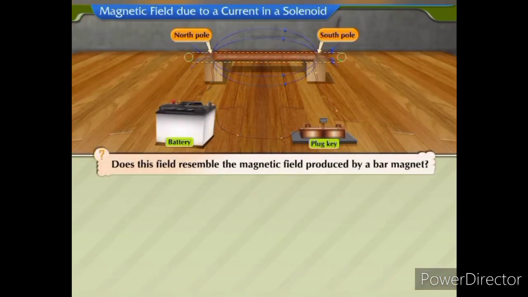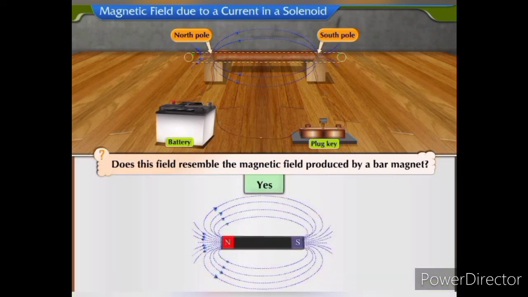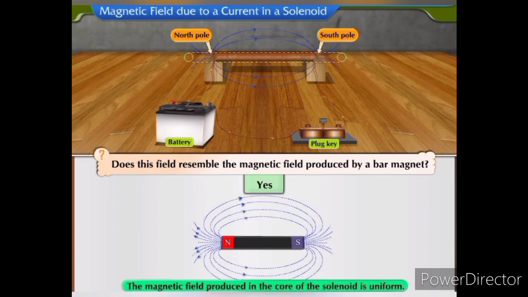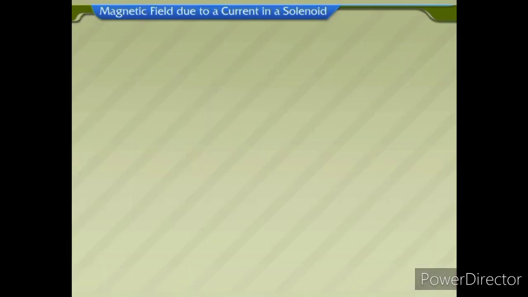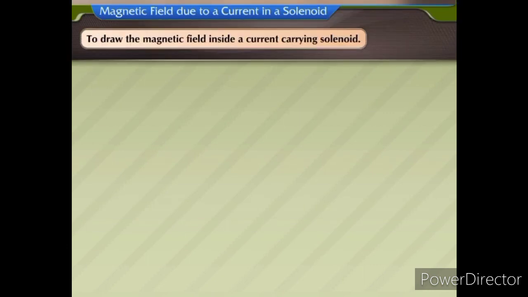Does this field resemble the magnetic field produced by a bar magnet? Yes, this leads us to conclude that a solenoid has all the properties of the field produced by a bar magnet. The magnetic field produced in the core of the solenoid is uniform. Let us now draw the magnetic field inside a current-carrying solenoid.